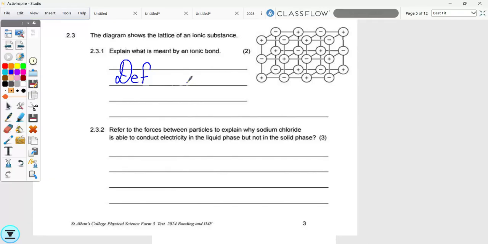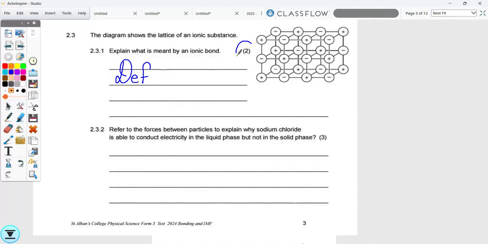Well, how can you make this way easier for yourself? Go to your notes and just literally learn the definition. It says there, if you look at your notes, it says there the definition. It's a transfer of electrons from one atom to another and the subsequent electrostatic attraction between the cation and the anion. Okay, so please go and learn your definitions.